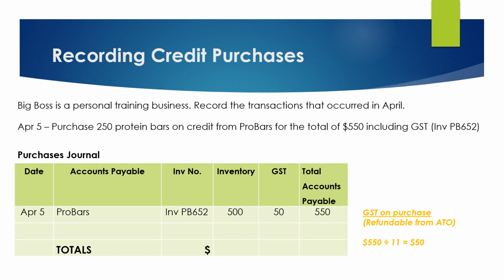In the inventory column, we record the purchase using the amount excluding GST. In this case, it works out to be $500. To work out this amount, we take the total amount owing to the accounts payable of $550 minus the GST of $50 to give us the cost of inventory without GST of $500. So remember, amounts without GST in the inventory column, GST amounts in the GST column, and amounts with GST in the total accounts payable column.